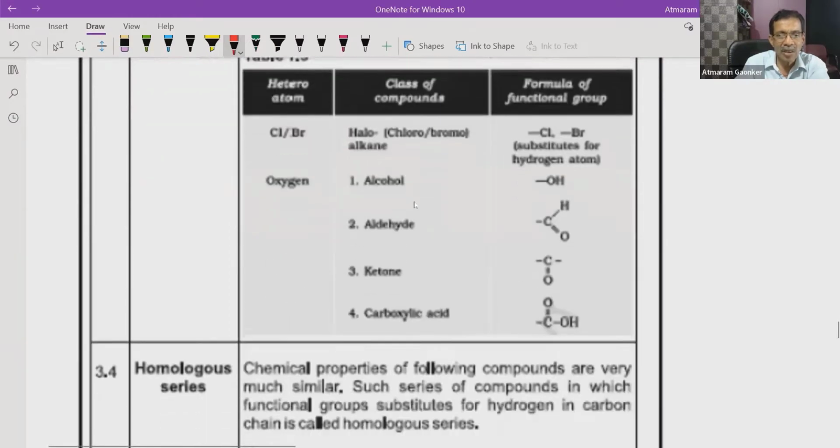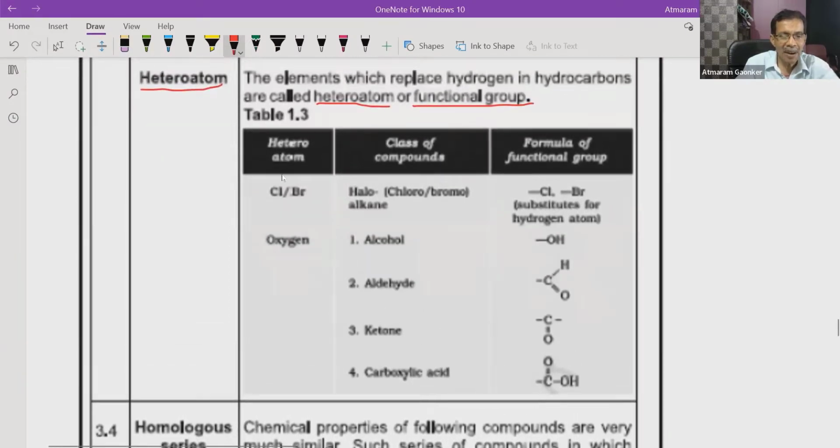So now this is the table where heteroatoms are there, the class of compounds, and the formula of the functional group. When chlorine, bromine or halogens are there, we call it halo. And we start the name of the compound with chloro or bromo, then alkane. And the formula is, instead of H, there will be Cl. Instead of H, there can be Br, that is bromine.